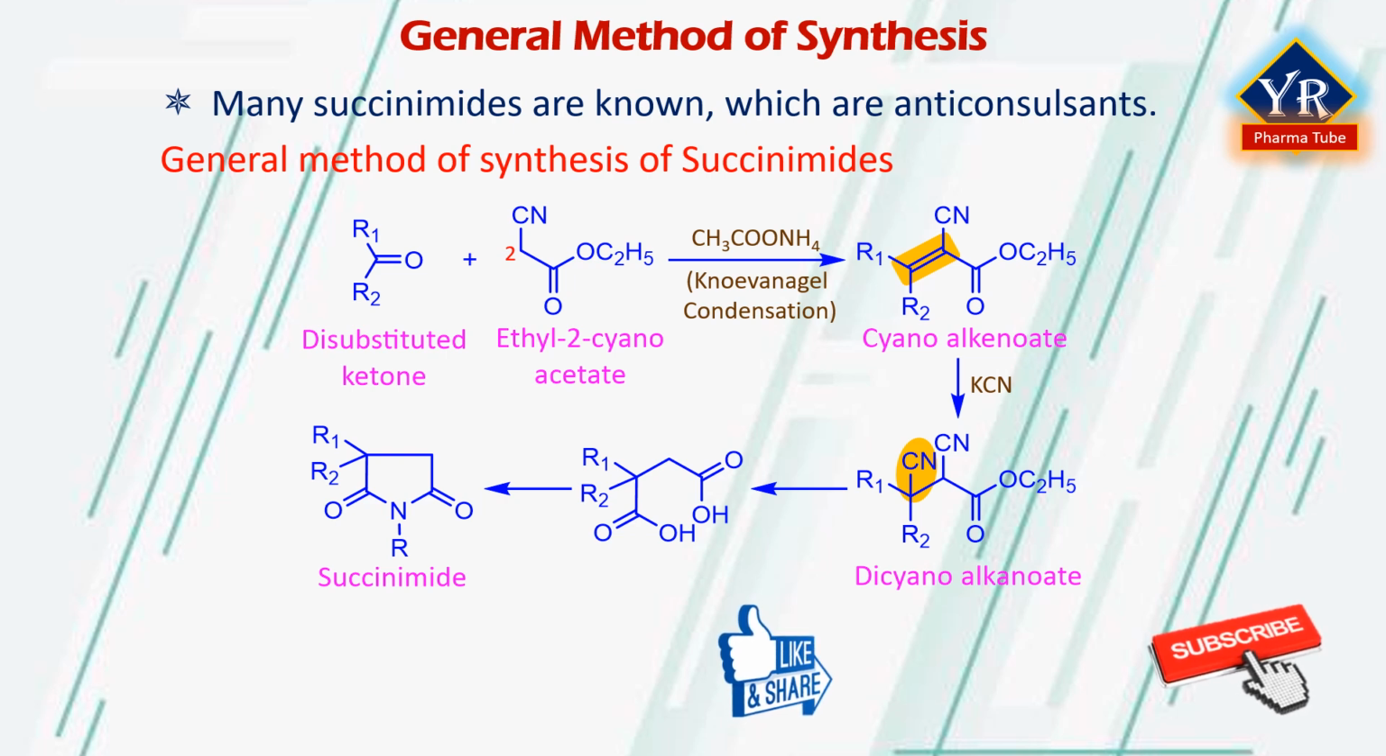This intermediate compound, dicyanoalkanoate, upon acid hydrolysis and deethylation yields a dicarboxylic acid, that is a succinic acid derivative. Reacting this product with an amine or ammonia undergoes heterocyclization, forming the desired succinimide.